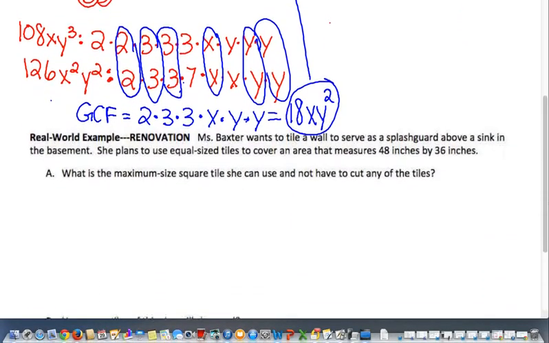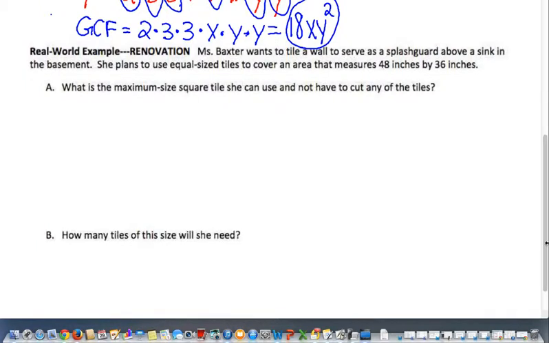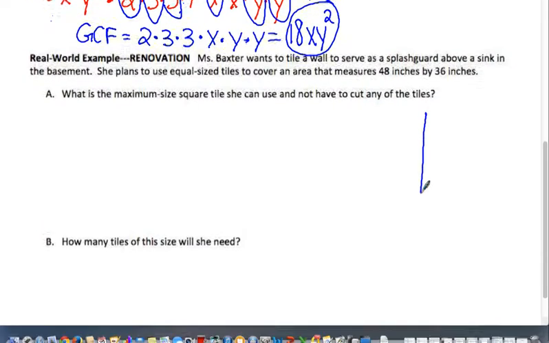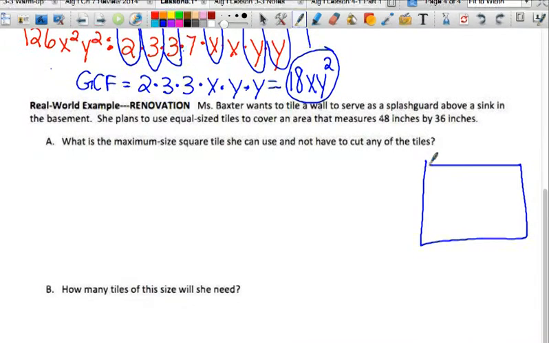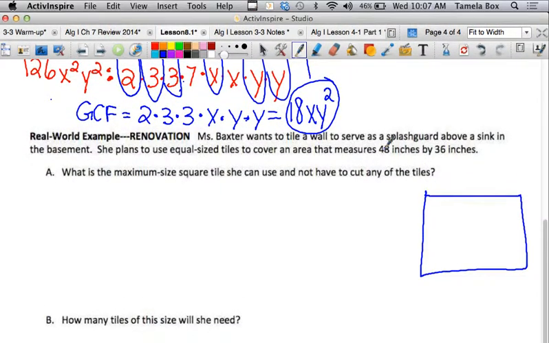Then we have our real world example. If you have this done when you come in, and here's what I would do. I would make a box, the rectangle, because Ms. Baxter wants to tile a wall to serve as a splash guard above a sink in the basement. She plans to use equal-sized tiles to cover an area that measures 48 by 36 inches. What's the maximum size square tile she can use and not have to cut any of the tiles?